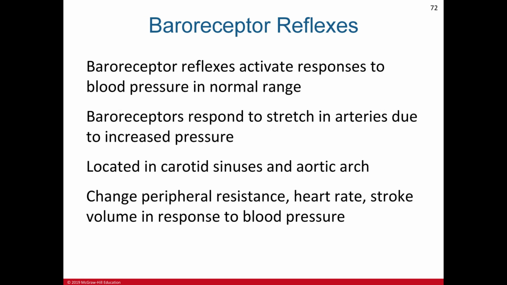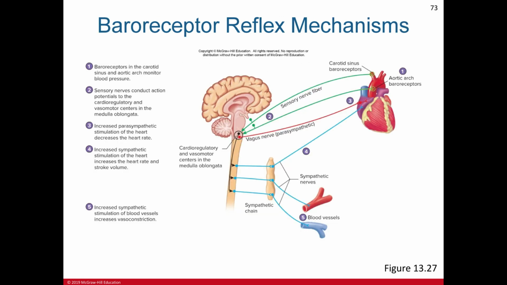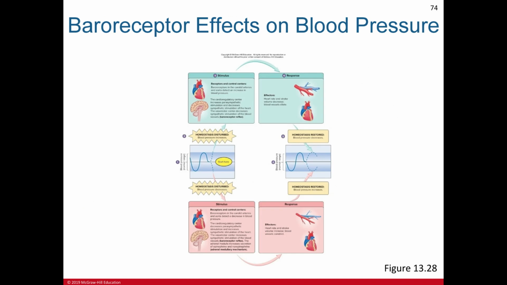So aside from the two discussed, we also have the baroreceptor reflexes. This is activated in response to the blood pressure in the normal range. So it responds to stretch in arteries due to an increase in pressure. It is located in the carotid sinuses and the aortic arch, and it changes the peripheral resistance, heart rate, and stroke volume in response to blood pressure. So the baroreceptor reflex is an example of a negative feedback mechanism.